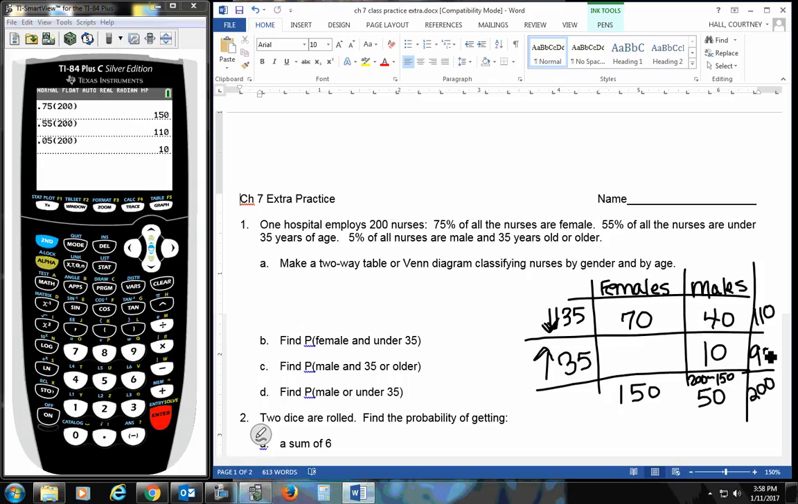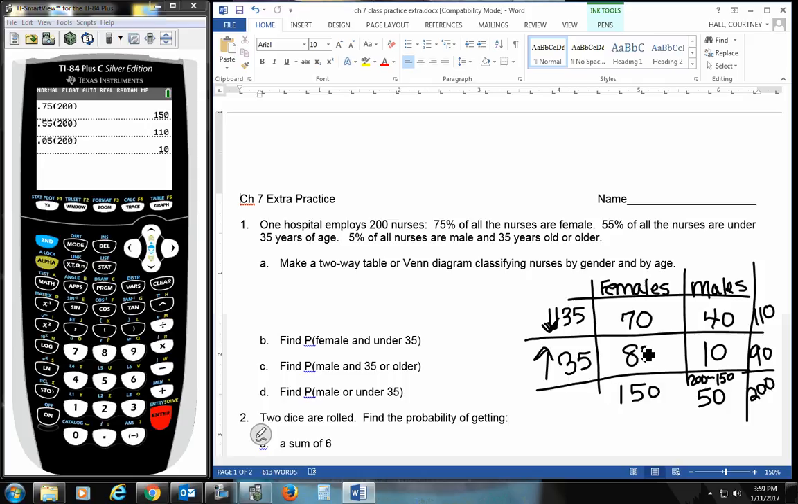A couple of different ways I can get it. I know it's 80 because 70 and 80 have to add to 150 for the females, or I could say 80 plus 10 has to add to the 90 for being over 35. So lots of different places where you could figure out the missing cells.